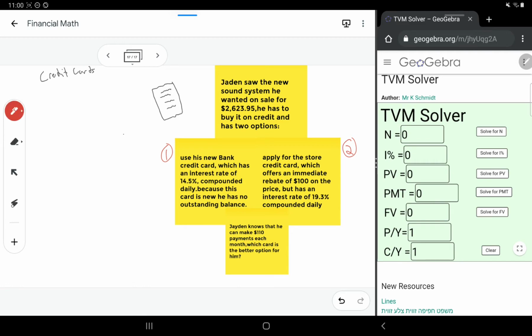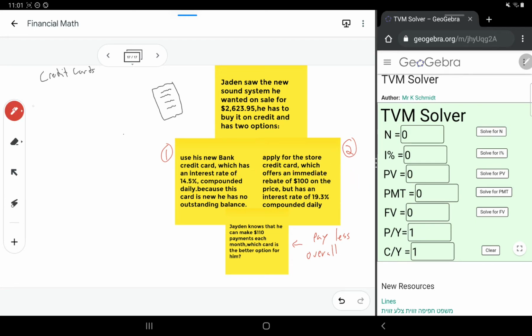Our criteria here, we have to talk about this a little bit: which card is better for him? We're going to assume that means in which card do you pay less, paying less overall. That's going to be our criteria for what is a better credit card right now. Since we're not talking about the other benefits in these cards, just the money, we're just going to talk about paying less overall.